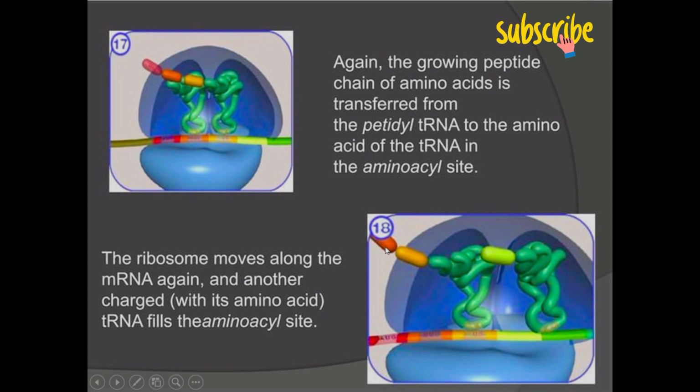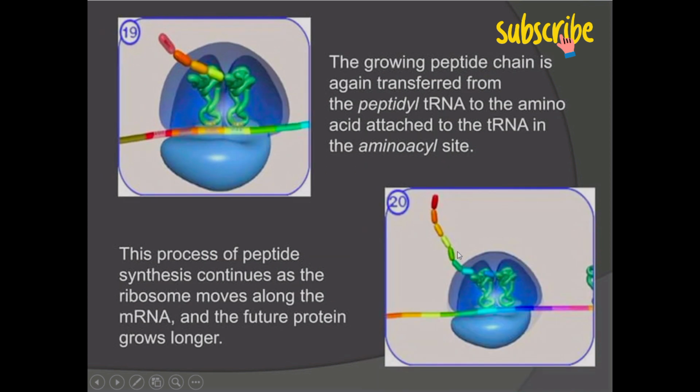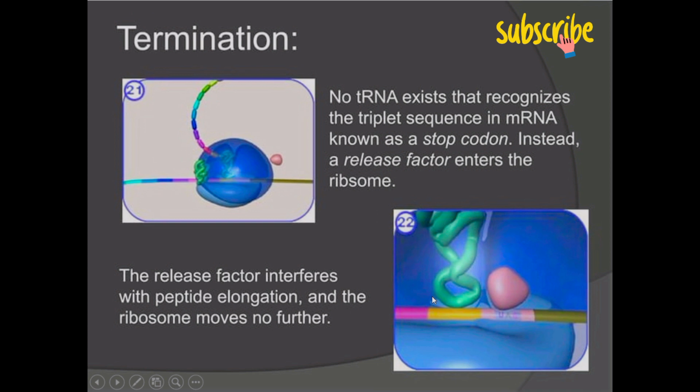For example, you can see here, these are the amino acids. They are cut from this transfer RNA and attached to the aminoacyl site, and a peptide bond is produced between the two amino acids. So the growing peptide chain is again transferred from the peptidyl transfer RNA to the amino acid attached to the transfer RNA in the aminoacyl site. This process of peptide formation continues as the ribosome moves along the messenger RNA and the future protein grows longer. The last step of protein synthesis is termination.